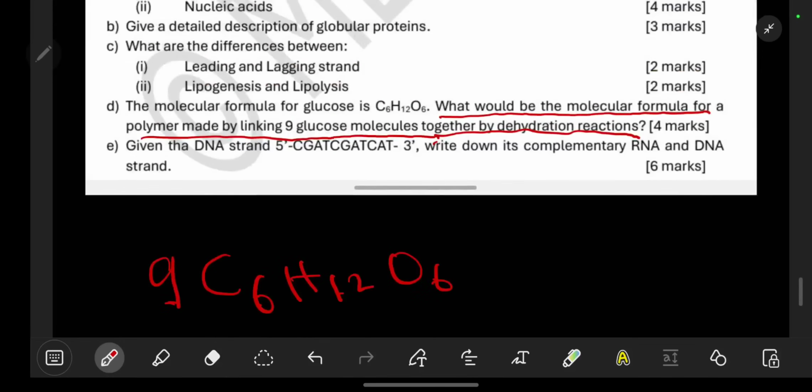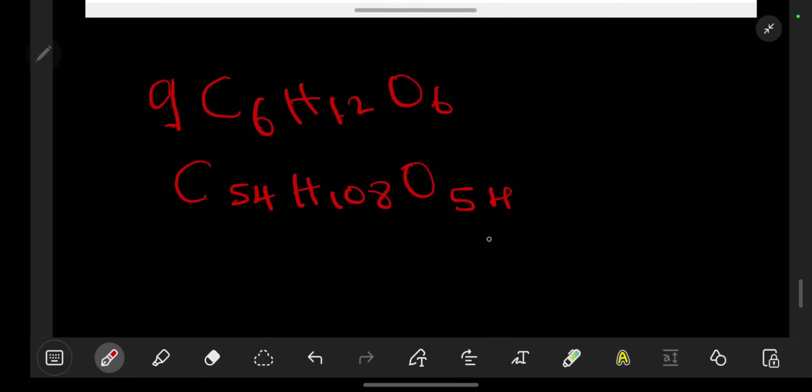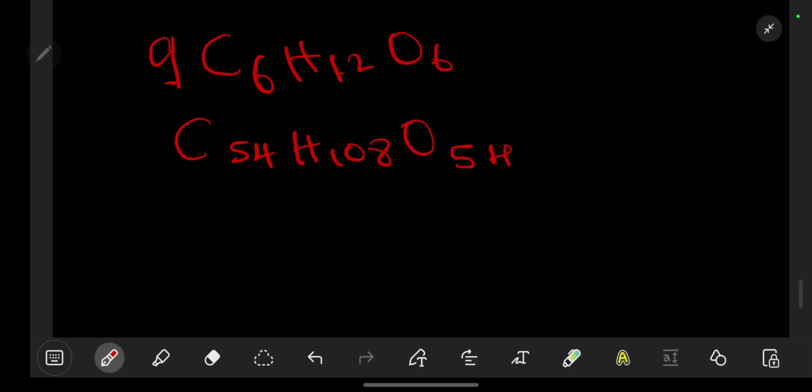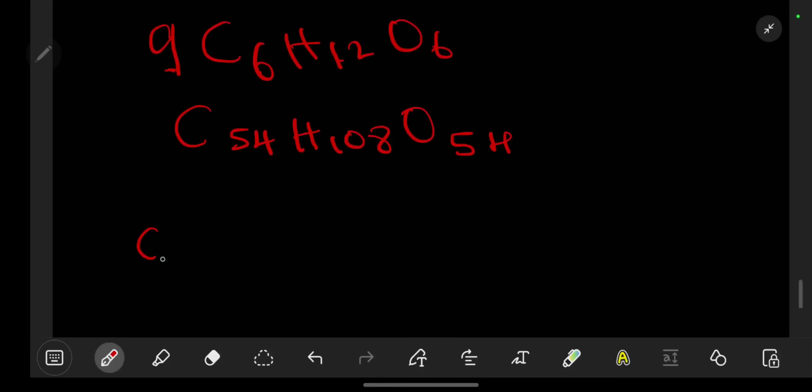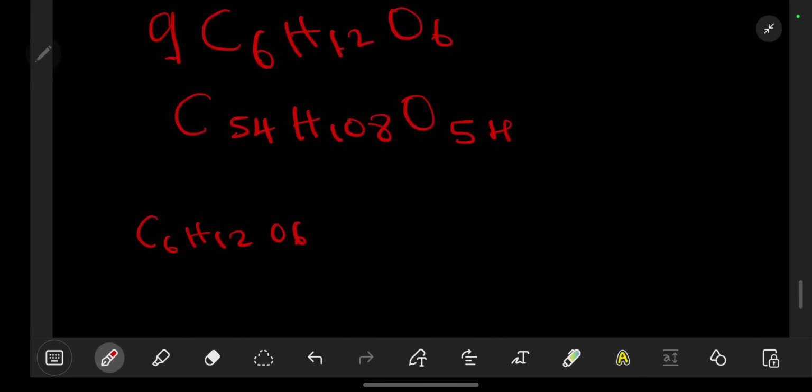So this is the glucose that is expected. Now we have to account for the water lost. So we have glucose, C6H12O6, like that. So we need 9 of them since they are the 9 of them. So the number they are, that's the number you use.